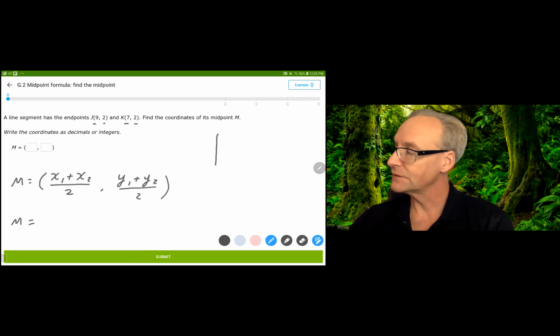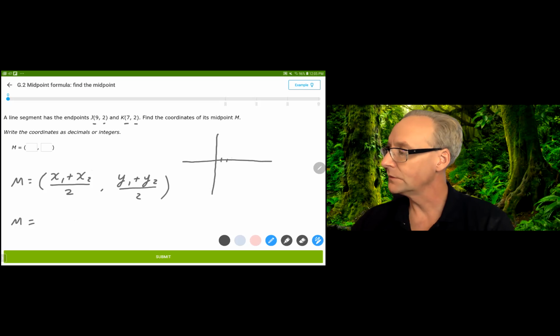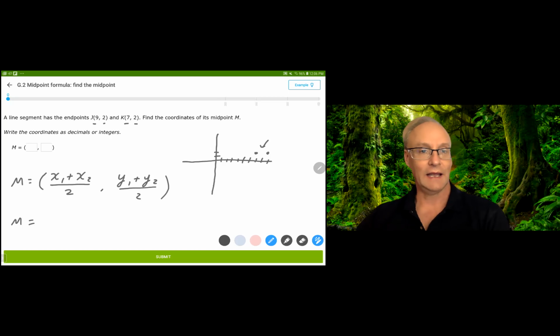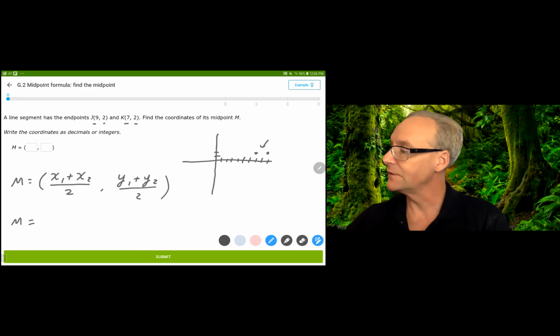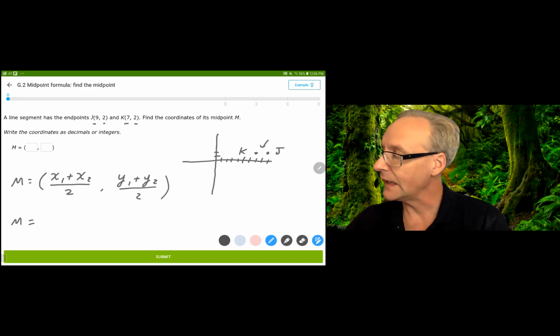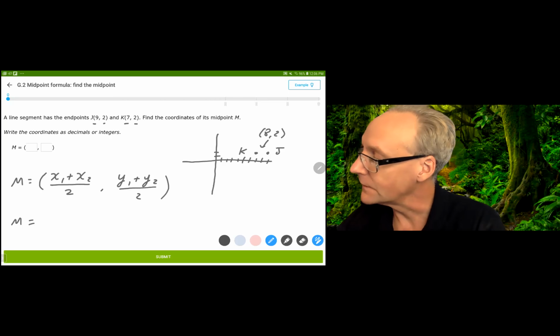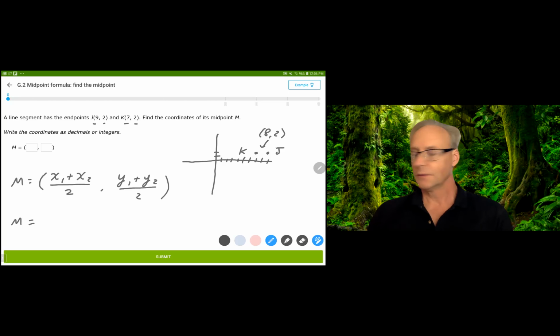So what I'm going to do is I'm just going to show you where (9, 2) is located on my graph. (9, 2) is located about here, and (7, 2) is located right there. Now, I'm going to guess that most people can tell me what's right in between those two, and I could be done at that point. Hopefully, you all can see that between (9, 2), which is my point J, and (7, 2), which is my point K, is the point (8, 2). Sorry, that's a funky looking 8 there. There we go, (8, 2). But of course, we're going to use the formula.